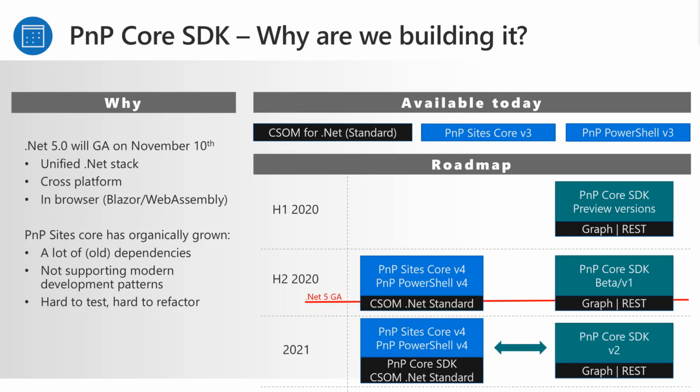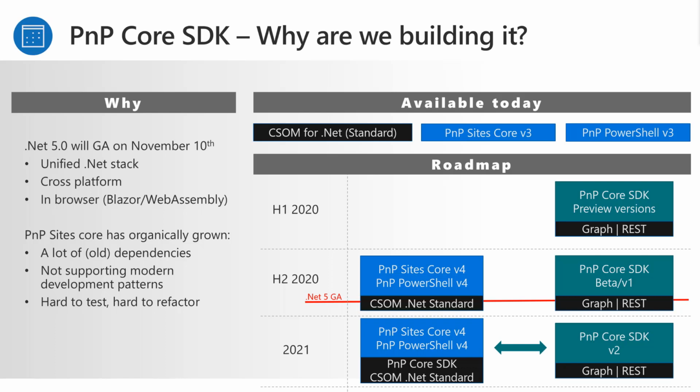Roadmap-wise, for H1 2020, so still this month, we are focused on shipping preview versions of the PnP Core SDK, and we'll talk a bit about that in a second. But we're not releasing it, obviously. It's just preview. We're developing it right now. Vesa mentioned that we are hoping to get CSOM to .NET Standard next week. Hopefully, June timeframe at least, which enables us in H2 of this calendar year to do a version bump of PnP Core and PowerShell and ship them with .NET Standard support.